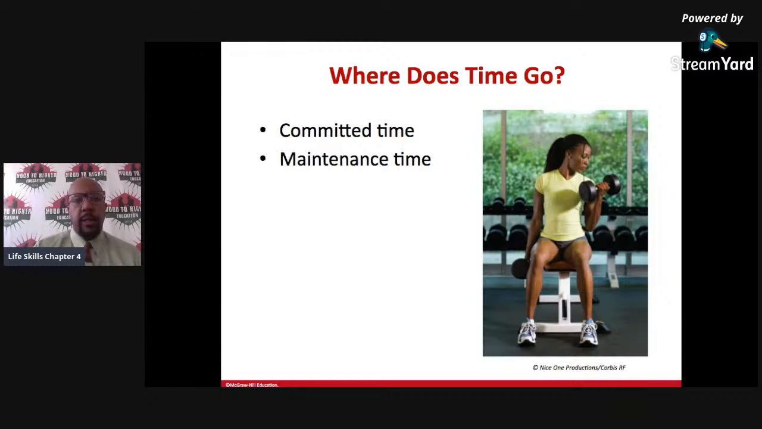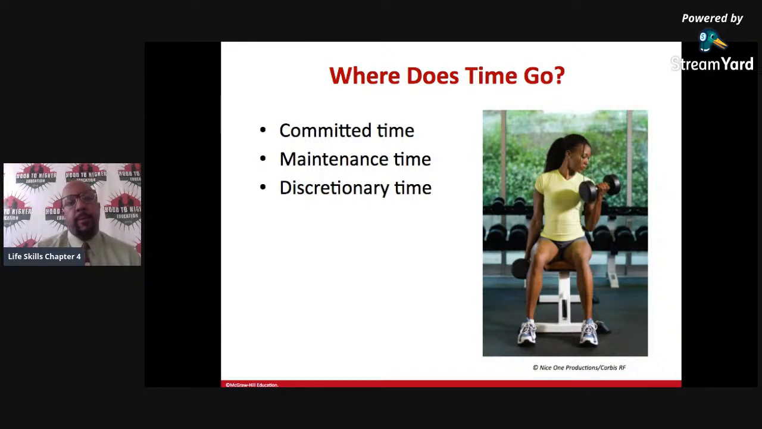Question number 1, where does time go? So we have committed time. This is committed time in terms of where we need to be for our job, the times we need to be in class. These are commitments that we have already made.